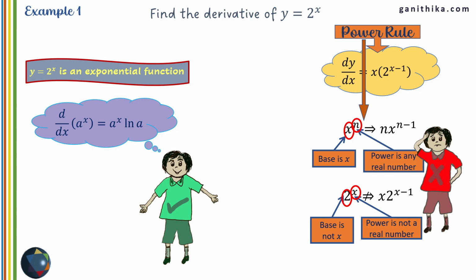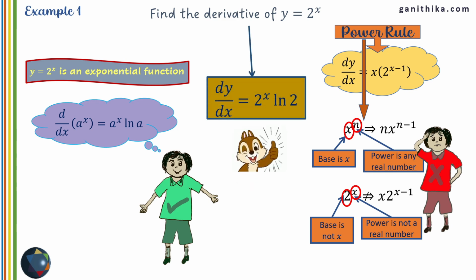You can see that 2 power x is same as a to the power of x, a is equal to 2. Use this formula, wrongo, righto says. And using this formula, wrongo answers the question correctly. 2 to the power of x ln of 2 is the answer for the derivative of 2 to the power of x. Very good. Let's continue with the next example.